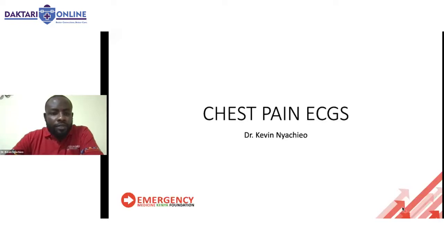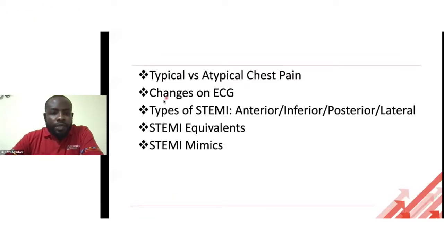In this third part of the series, we are going to look at ECGs of concern in patients presenting with chest pain. Straight ahead, let's go on. This will form the scope of my talk. We'll discuss typical versus atypical chest pain, changes on ECG that we will see in patients presenting with chest pain. We'll discuss the different types of ST-elevated myocardial infarction, so-called STEMI, as well as STEMI equivalents, as well as mimics of STEMI in that order.